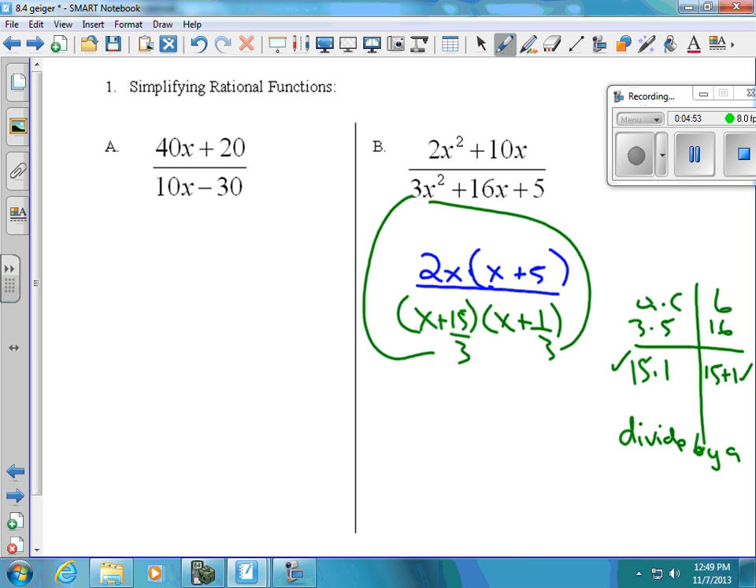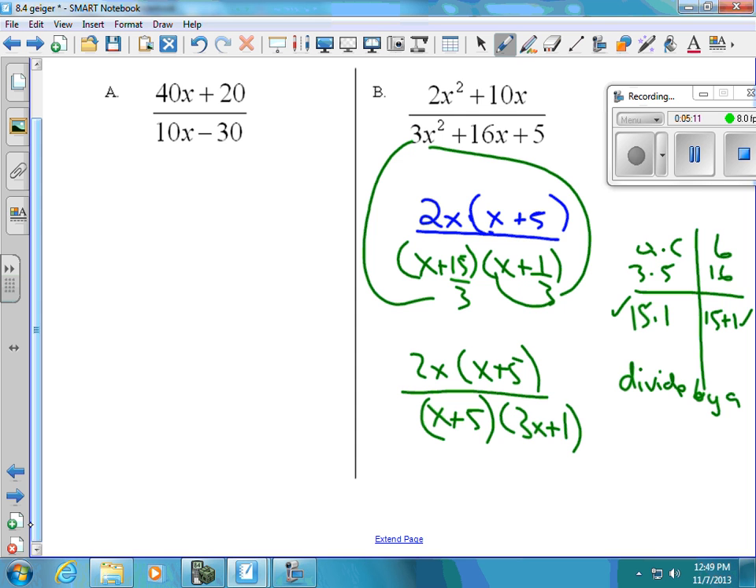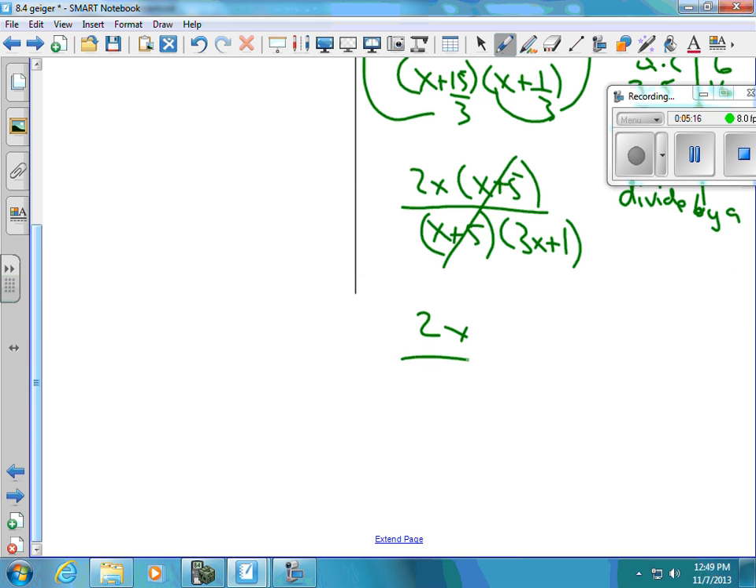Okay, 15 divided by 3, that's 5. So I get 2x times x plus 5 on the top over x plus 5 on the bottom. That's a good thing to see. There's nothing to do with this 3, so we bring it up. Then we get 3x plus 1. Now that we've factored completely, I can see that x plus 5 is on the top and on the bottom. So I end up with 2x over 3x plus 1. Okay? So I just wanted to show that one, for when we have to do bottoms up when a is not 1.